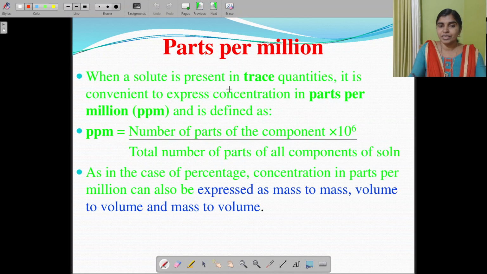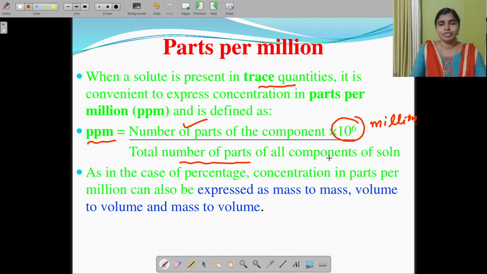Then another important method is parts per million, which is used to express components present in trace quantities. Parts per million is expressed in ppm, and it is the number of parts of any one of the components out of a million parts. The mathematical expression is the number of parts of the component divided by the total number of parts of all the components, multiplied by 10 to the power 6. Here 10 to the power 6 means million. So out of the million parts, how many parts are of the solute or any one of the components? That is the meaning of parts per million.